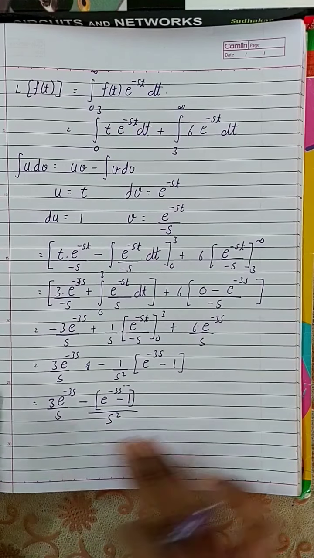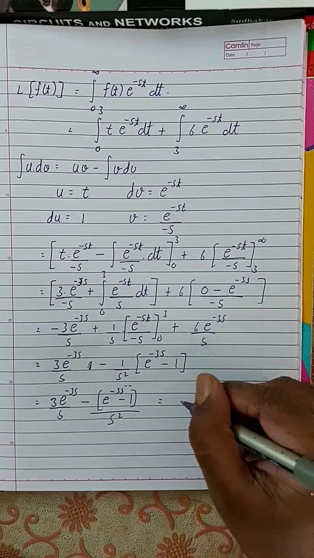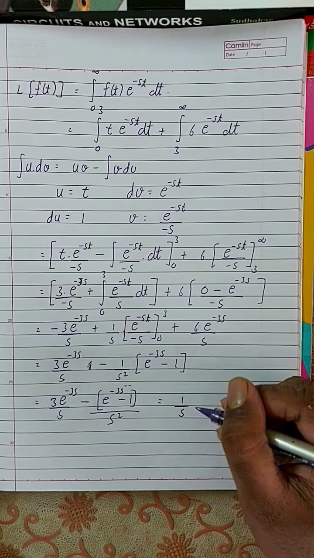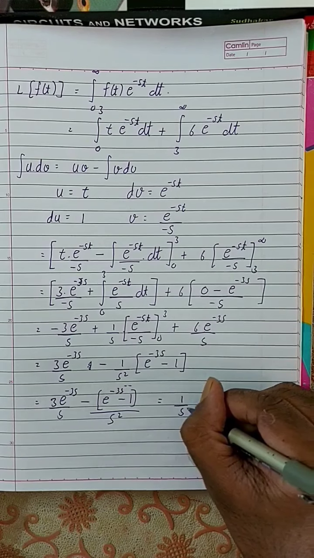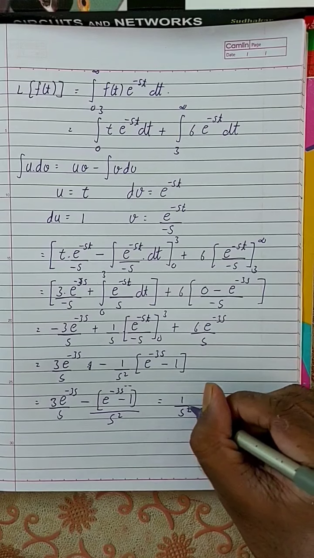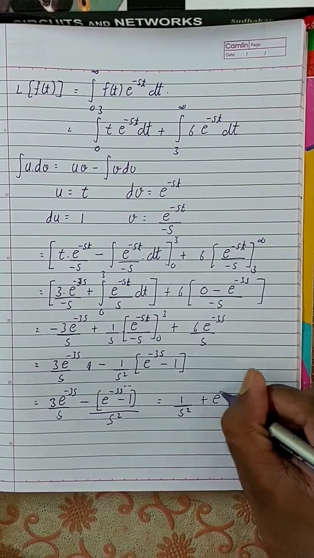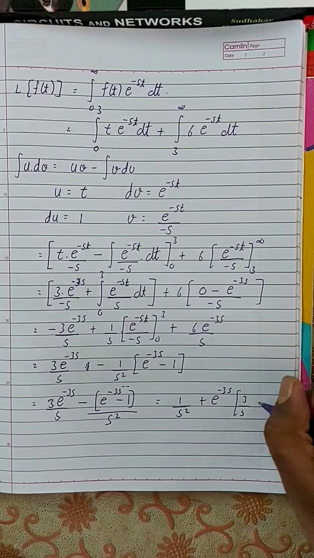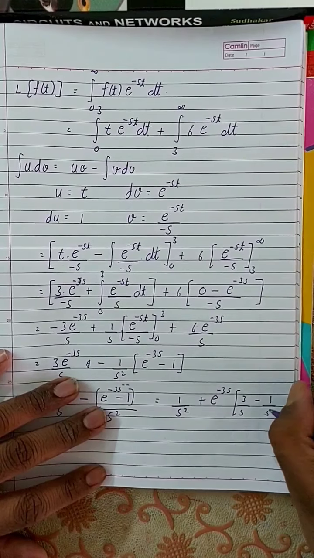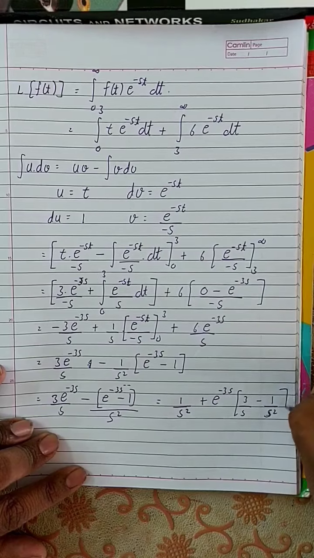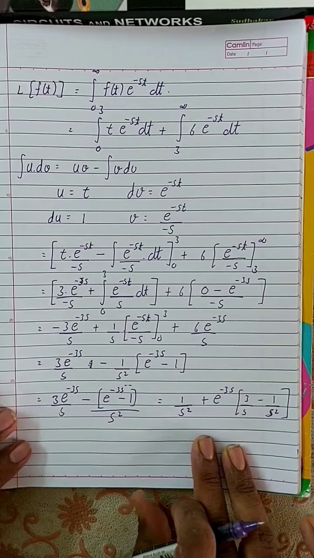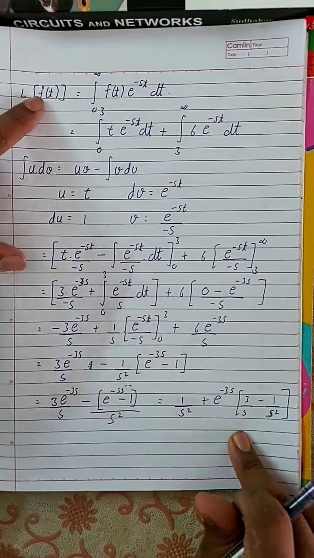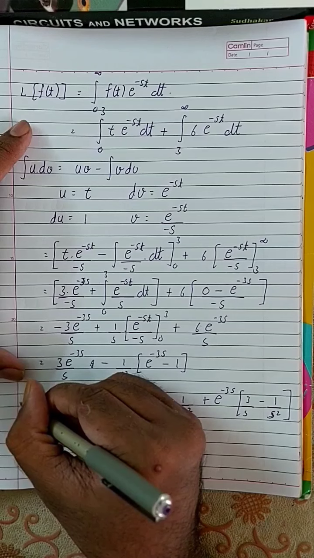So I will write it like this also: 1 by s square plus e raised to minus 3s into 3 by s minus 1 by s square. Alright, this is the equation for the Laplace transform, F of t, or F of s.